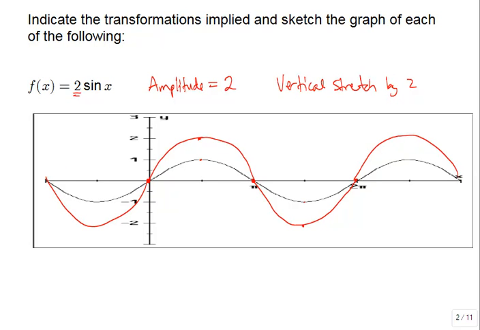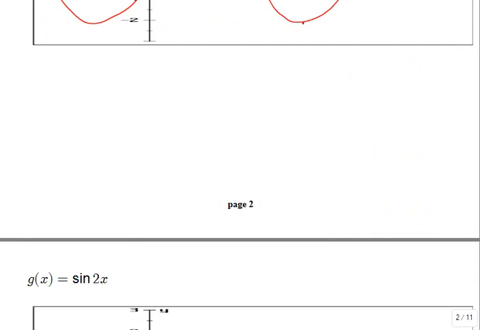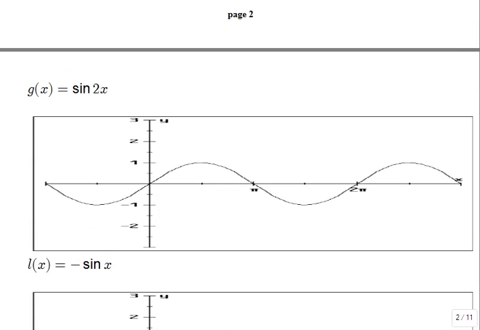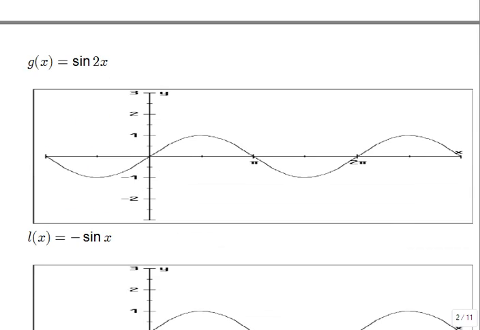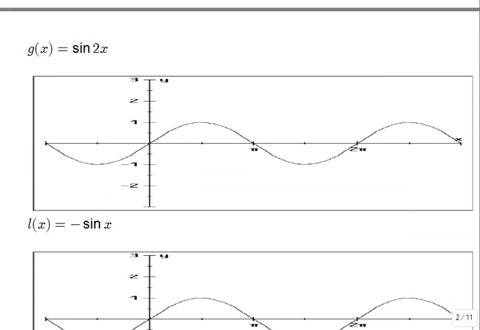Okay, let's take a look at the next example. This time we're trying to graph sine of 2x. So this time our 2 is next to the x, which makes this a horizontal, either stretch or compression. And since this number 2 is greater than 1, then it's going to be sort of the opposite or inverse of what we would expect. So this is going to be a horizontal compression by a factor of a half.